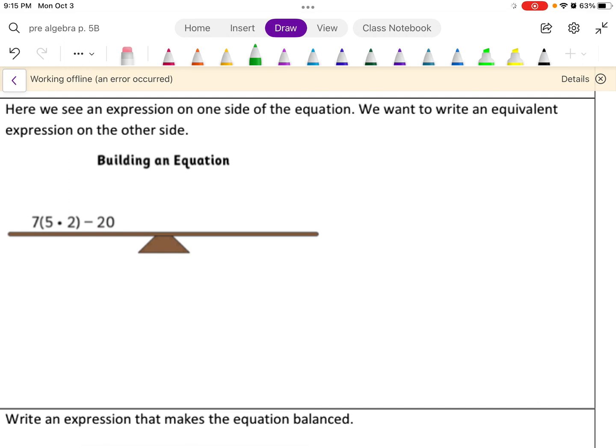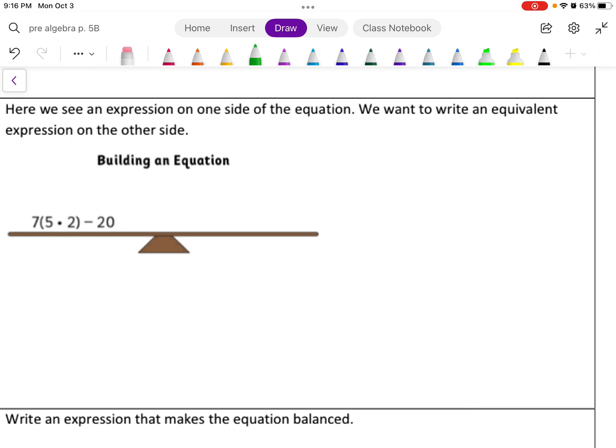So this next one, we actually need to make something up. So when we're looking at it, here we see an expression on one side of our equation. We want to write an equivalent expression on the other side. So we have 7 times the quantity of 5 times 2 minus 20.